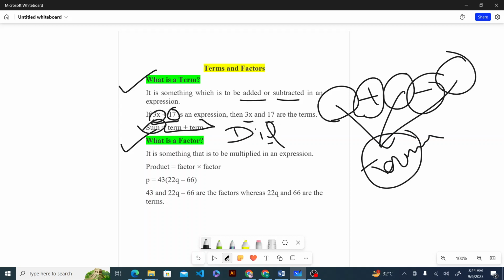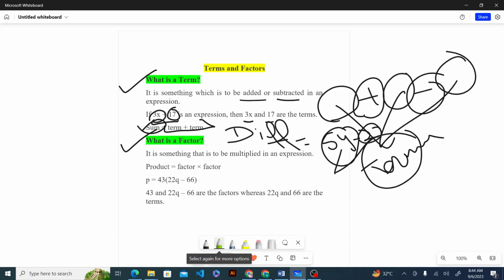In the same way, we can have a difference. We can have terms like 5y minus 2. So here 5y and 2 are the terms because they are being subtracted, okay? So anything which is to be subtracted or added in an expression is called a term. Okay, so let's move to the next thing, that is factors.